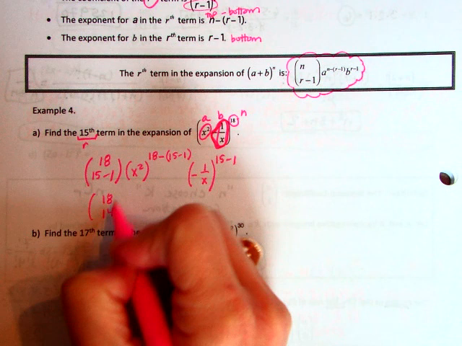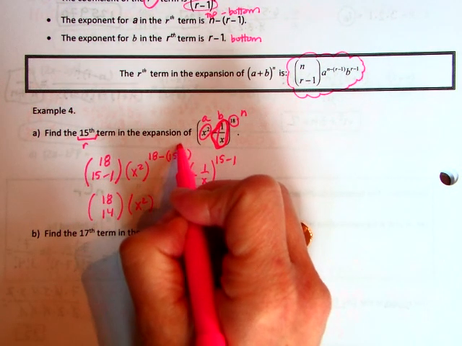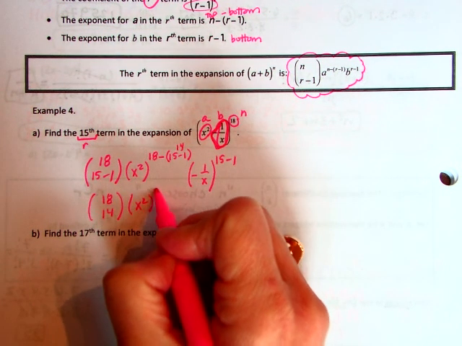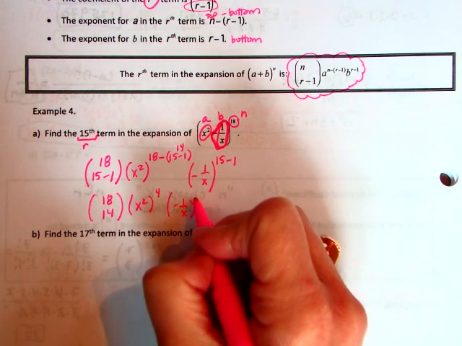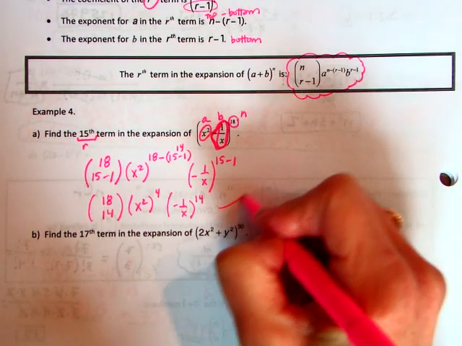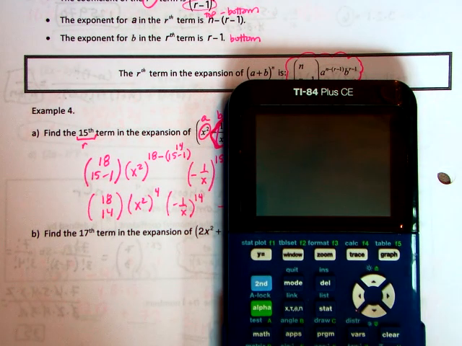And 15 minus 1 is 14. All right, so I'm going to use my calculator to do 18 choose 14. So I still have it up there. I can just go with that and change it to 18 choose 14, 3,060.